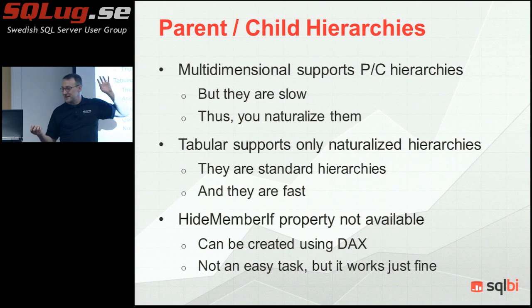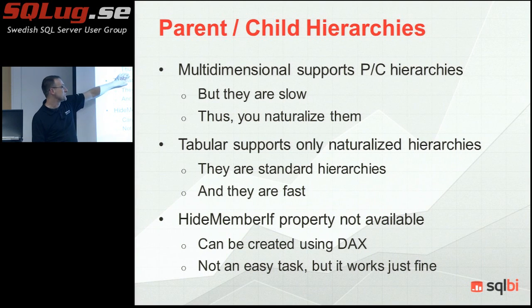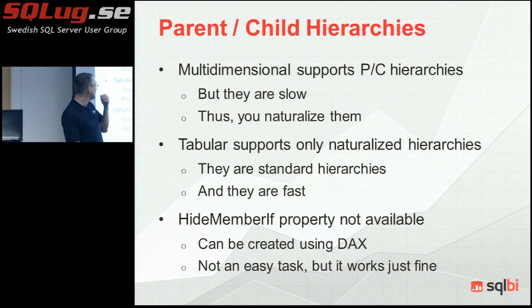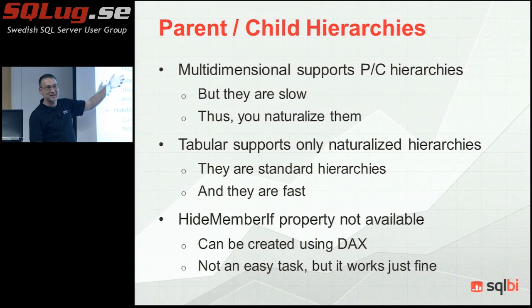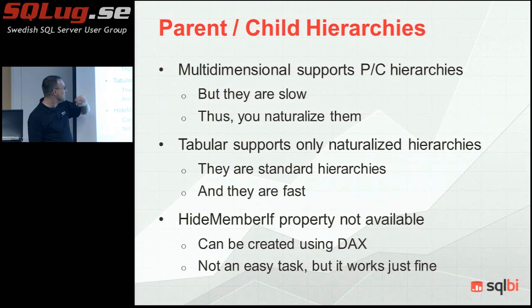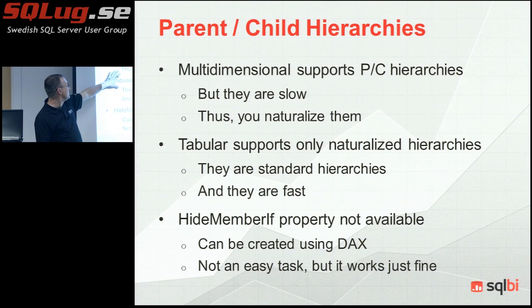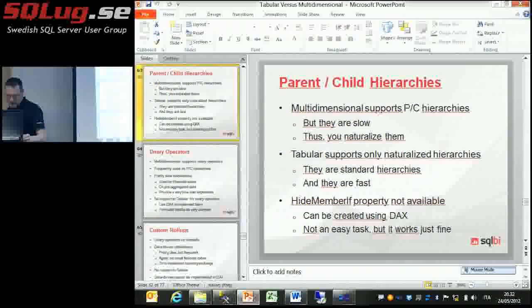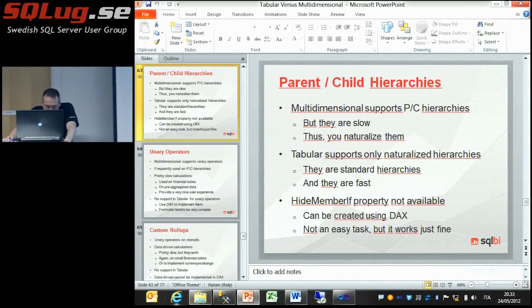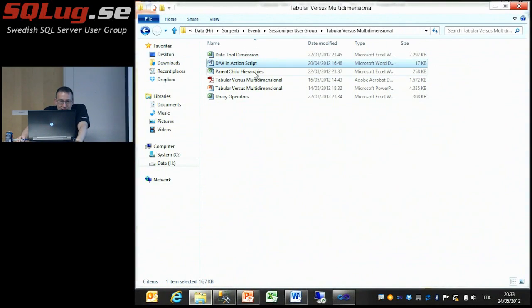In reality, it's pretty easy to understand why tabular is very fast, because they removed anything that is slow. So only fast things remained in the engine, and now they can say it's very, very fast. There is only one problem, which is, by the way, right now solved by BIDS Helper, because if you look, I think I have a parent-child hierarchy somewhere. Yep.